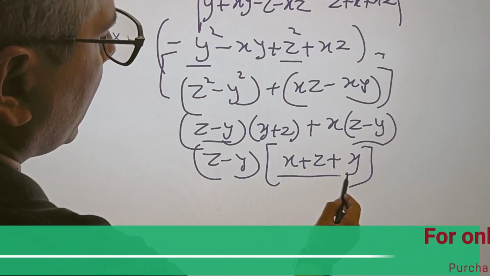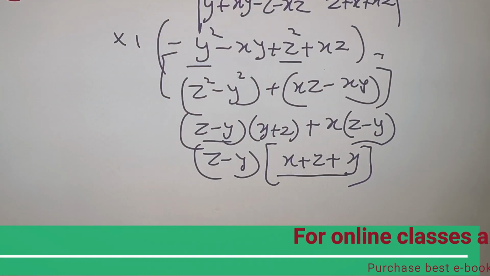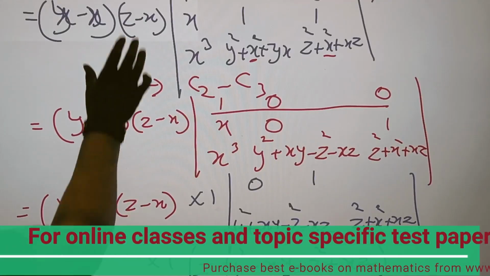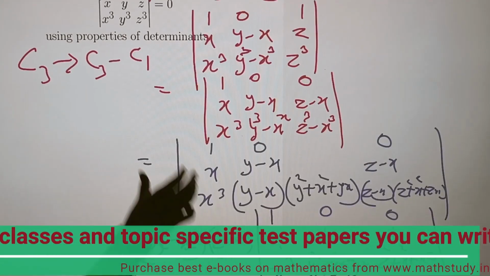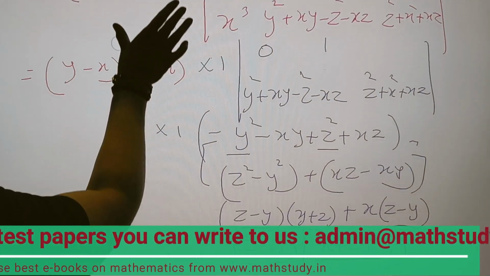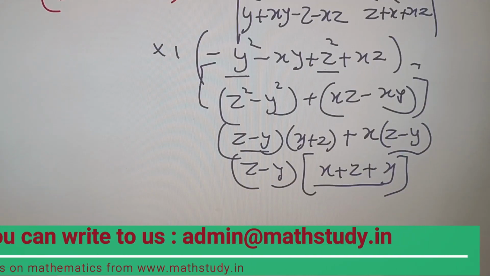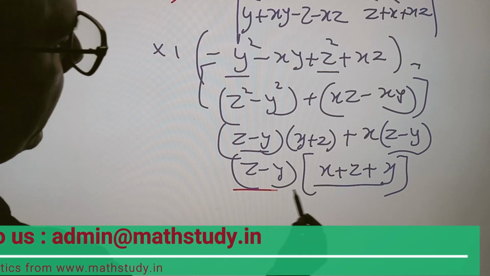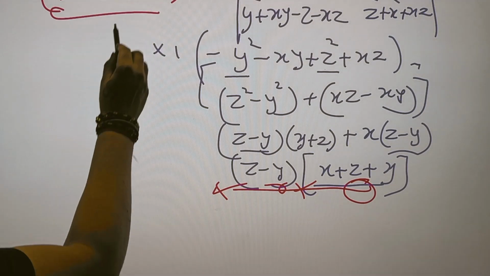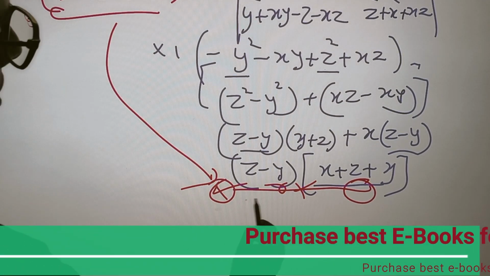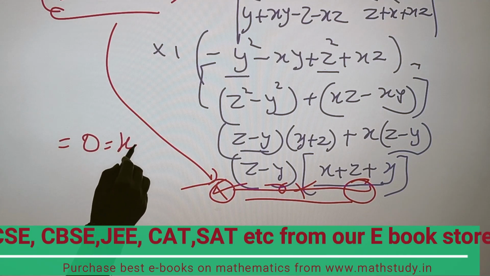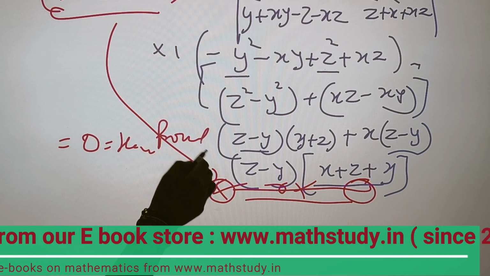Very simple. And what it states here now in the question, it states that x plus y plus z is equal to 0. That means this entire value is 0, because we are getting 0 here. 0 into this part as well will become 0 here. Hence we can say that this is equal to 0, and hence proved here.